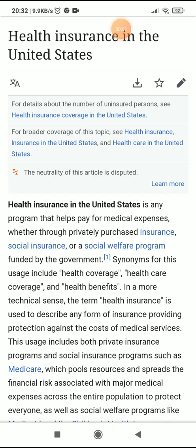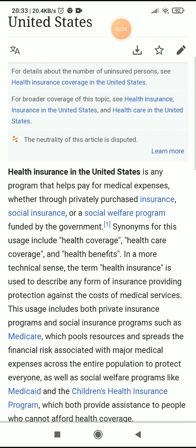Health insurance in the United States. Health insurance in the United States is any program that helps pay for medical expenses, whether through privately purchased insurance, social insurance, or a social welfare program funded by the government. Synonyms for this usually include health coverage, healthcare coverage, and health benefits.